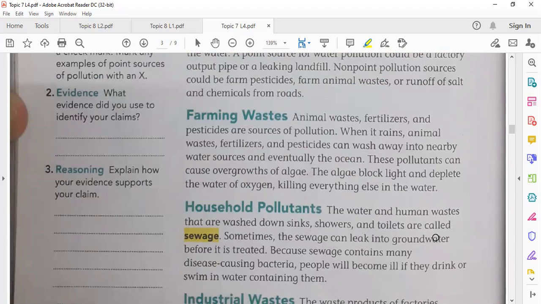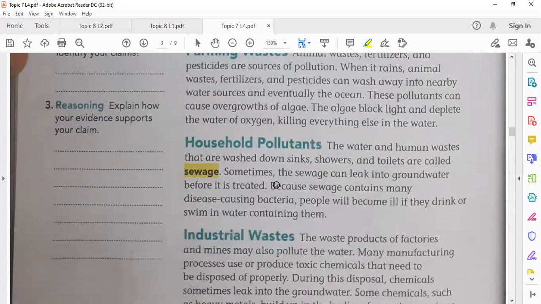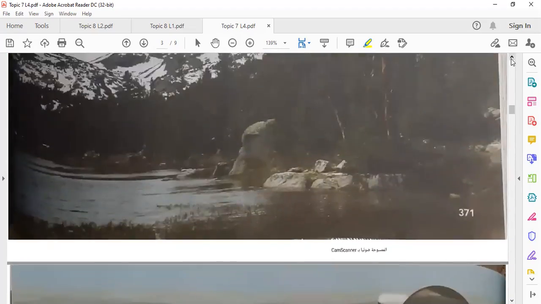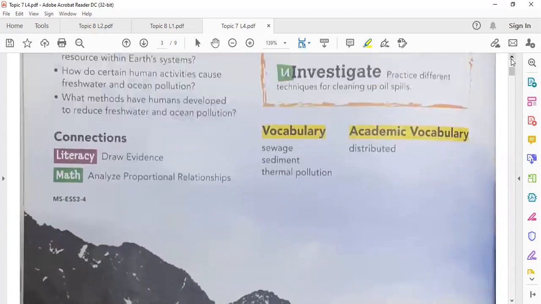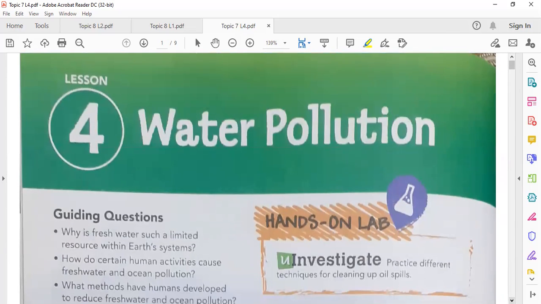Household pollutants. Which lesson? We are in lesson 4.